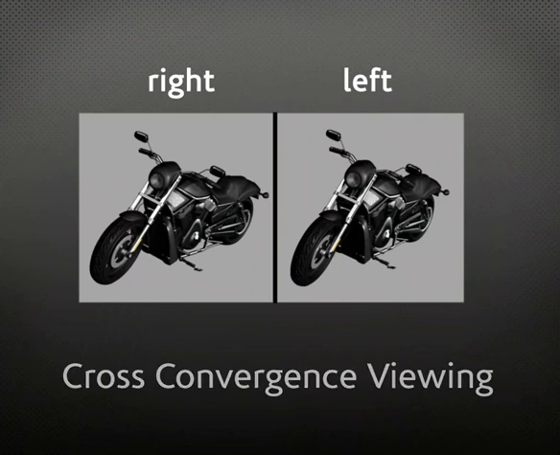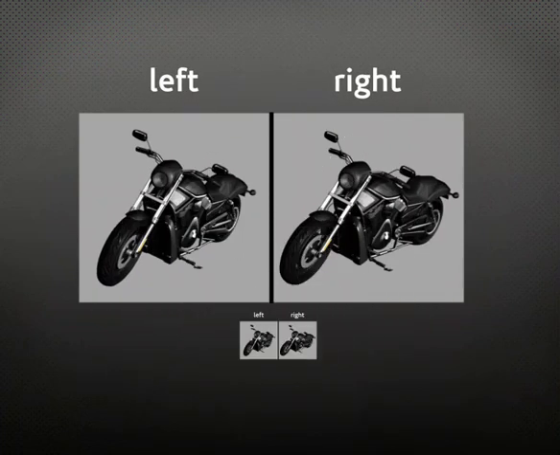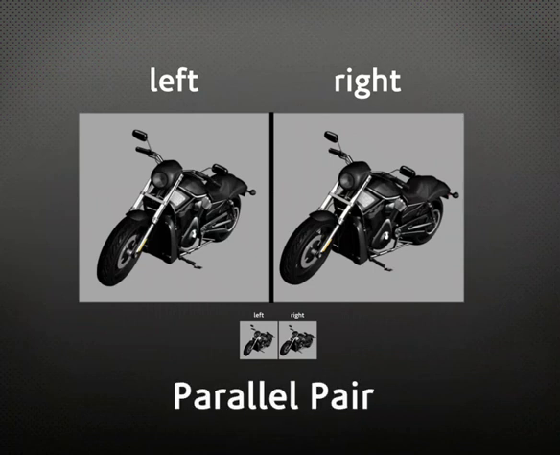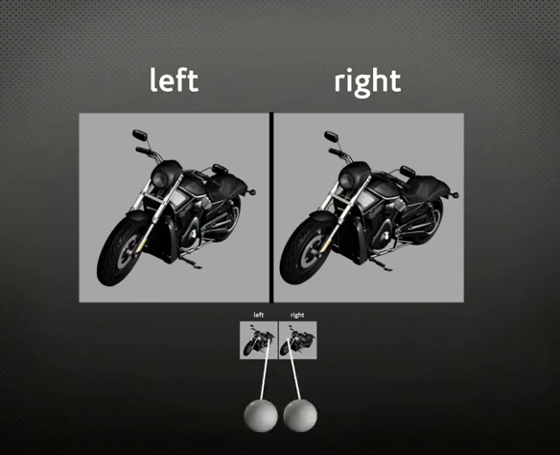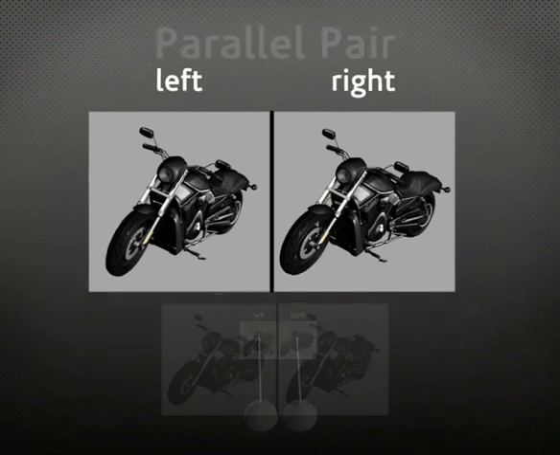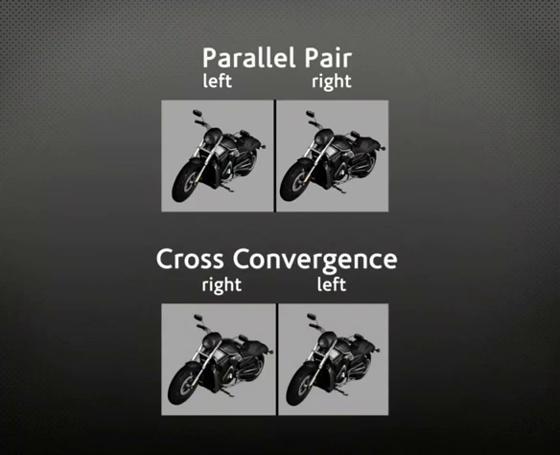Now, if you keep the two images next to each other and look forward, this is called a parallel pair. And to view a parallel pair, all you need to do is diverge your eyes or make your eyes look at a point in a far, far distance. Now, some people have trouble with both of these viewing methods.